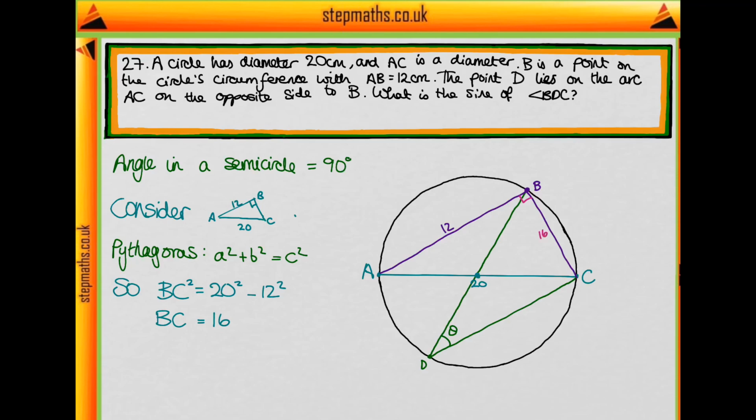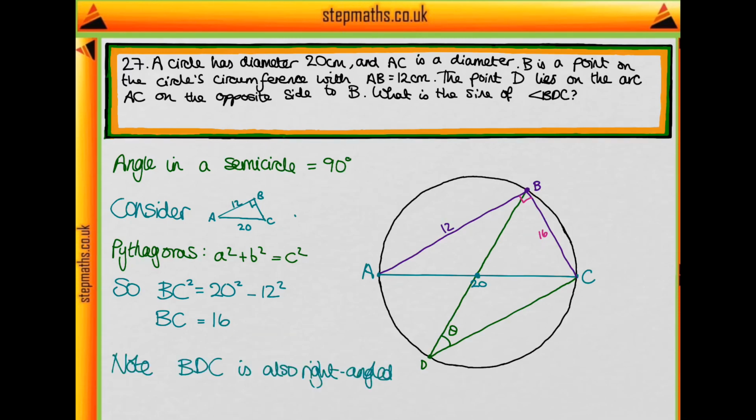So let's just label that on. It's a good idea to just label things onto your diagram as you add them, so that you can see what information you have so far. So now we have all the information on here, and we want to find the sine of theta. So how do you think we're going to do this?